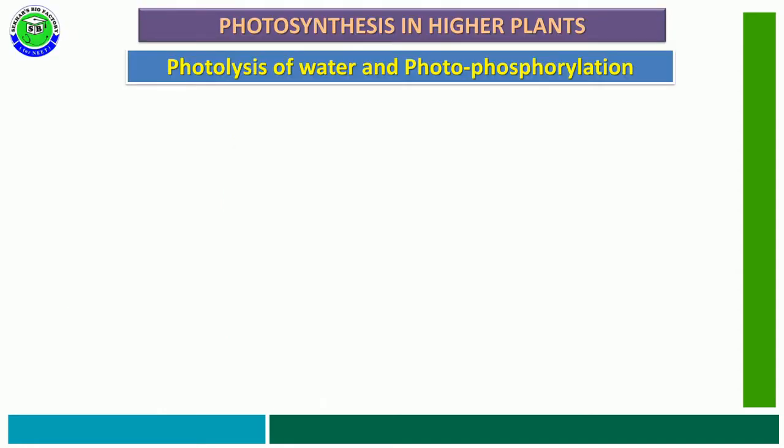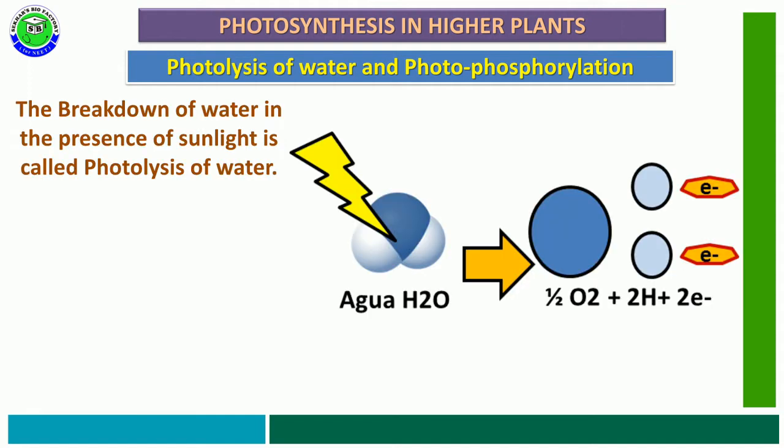In this video, I am going to explain one of the topics in photosynthesis in higher plants. It is photolysis of water and photophosphorylation of light reaction in photosynthesis. The photolysis of water means the breakdown of water molecule into oxygen, H plus ion and electrons in the presence of sunlight.